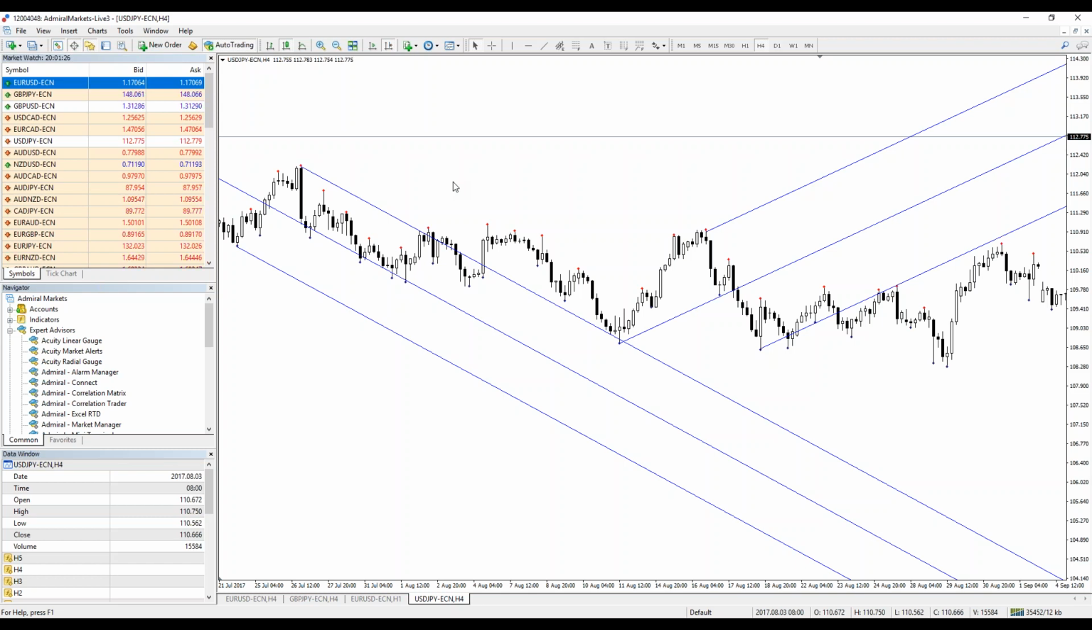Tomorrow is NFP. Be ready. That is why the price moves up and down. We need to be ready for tomorrow.